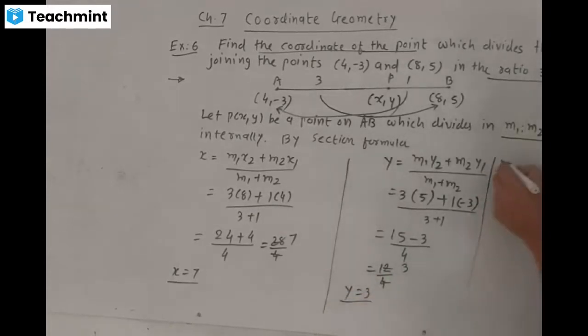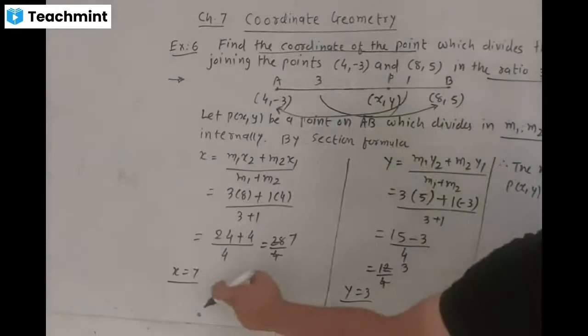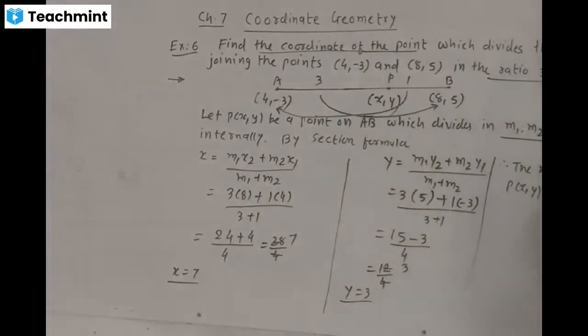Therefore the required point P(x, y) is equal to P, x is equal to 7 and y is equal to 3, (7, 3), and that is the final answer.